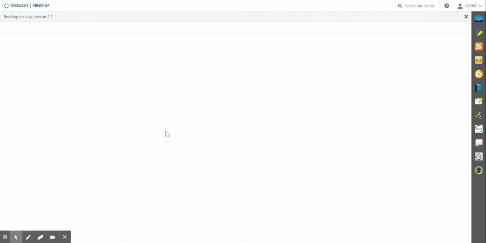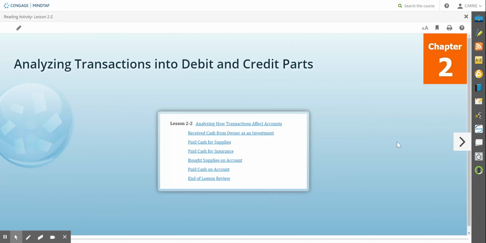Click here and it pulls up the book. In this section, we're going to analyze transactions into debit and credit parts, analyze how transactions affect accounts, received cash from owners investment, paid cash for supplies, paid cash for insurance, bought supplies on account, paid cash on account, and end of lesson review. Now remember, these are going to walk you through exactly the ones that they give us in this lesson to practice with. And also, you're going to click right here and you can get the full book, and it splits your screen if you need additional help during the lesson when you're practicing.